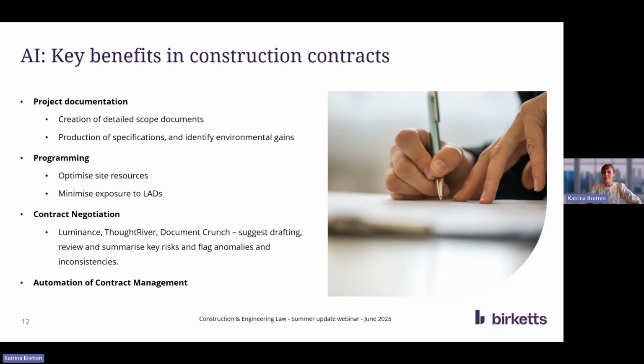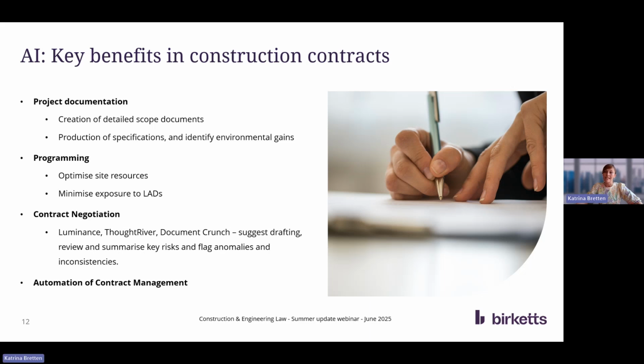From a construction contract perspective, again, AI is being utilised in a number of different ways. Firstly, when it comes to project documentation itself, programs such as natural language processing, or NLP, are being deployed to help analyse project requirements, creating detailed project scope documents from two-dimensional construction plans. They can also produce specifications by suggesting suitable materials and project matches, identifying when certain projects are incompatible with one another. They also have the ability to identify possible environmental gains by suggesting materials which are more environmentally friendly or would result in improved air quality, for example.